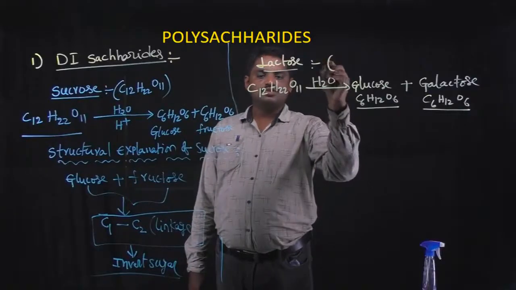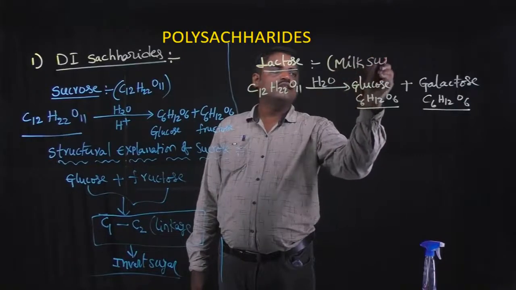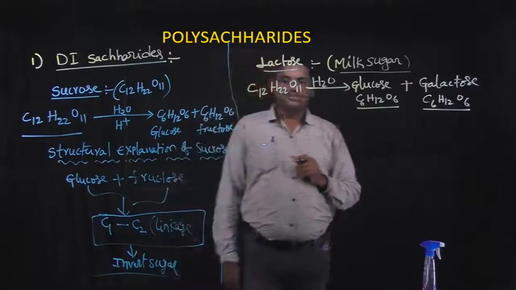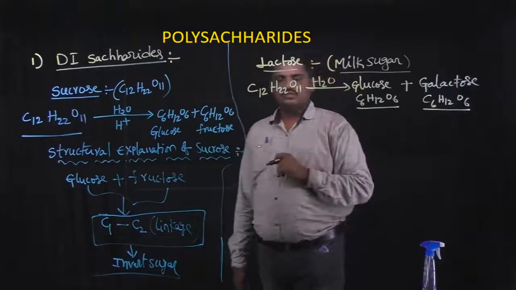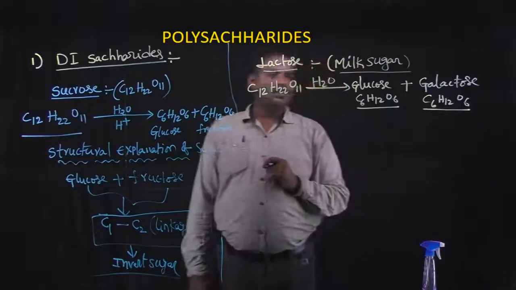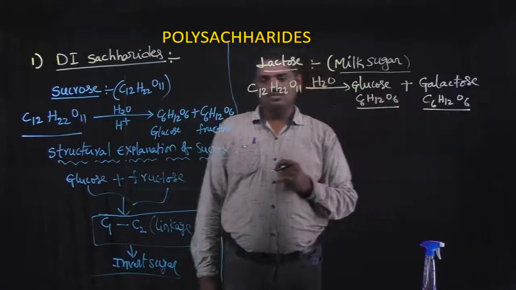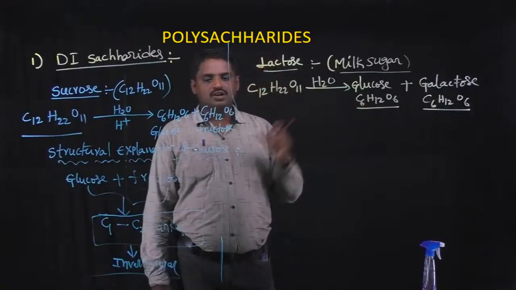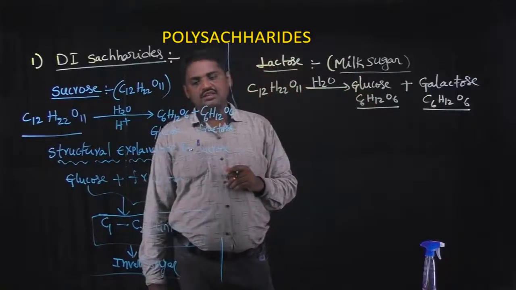So this sugar is known as milk sugar. This is known as milk sugar. Okay. And the next one, this disaccharide like lactose on hydrolysis produces glucose and galactose. Both have the same chemical formula, but only the fifth carbon configuration differs.